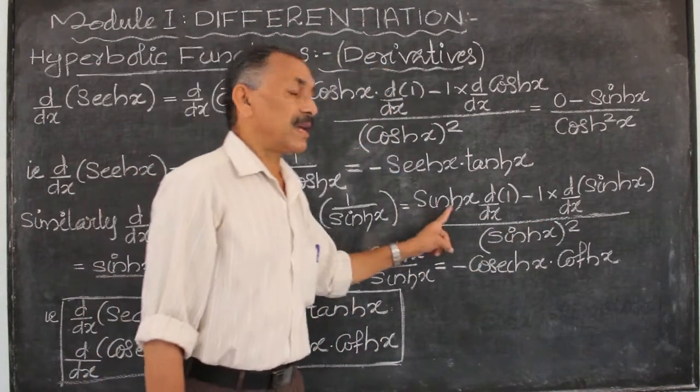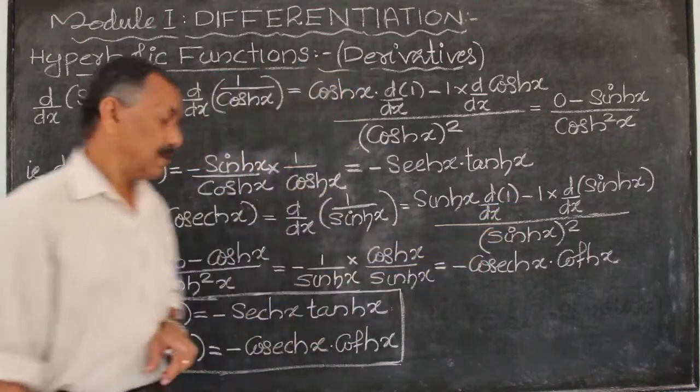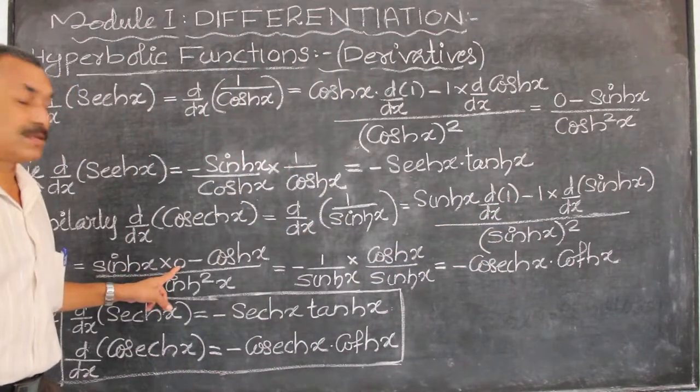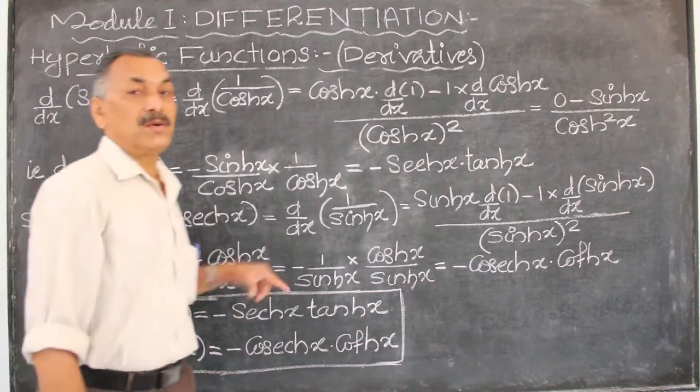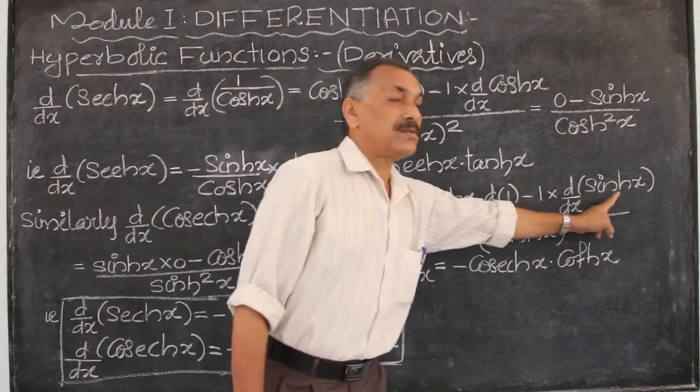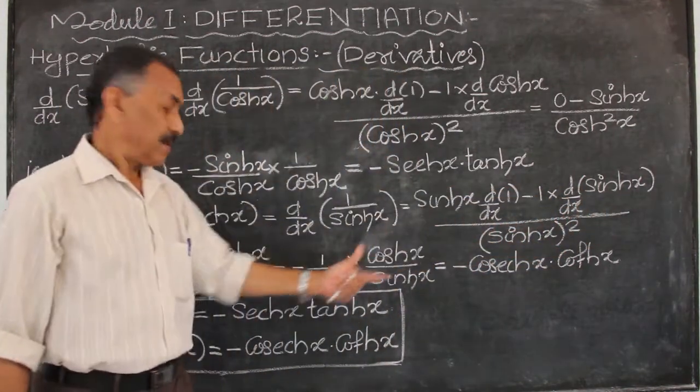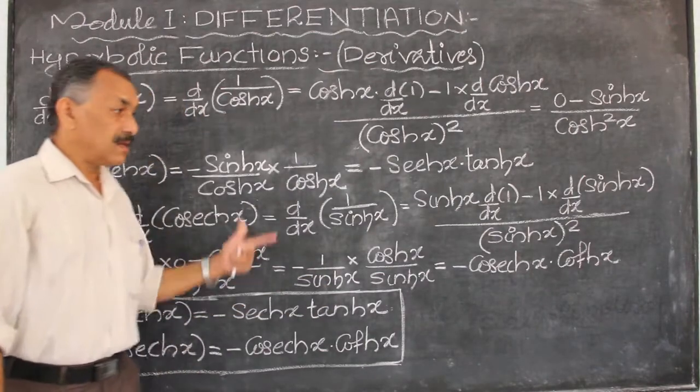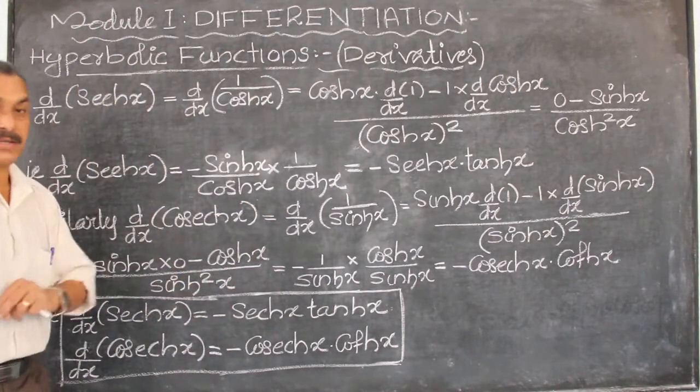That is sinh x into derivative of 1, which is 0, minus derivative of sinh x. What is the derivative of sinh x? Cosh x. So we get minus cosh x divided by sinh square x.